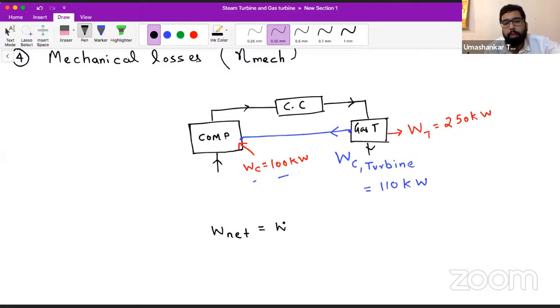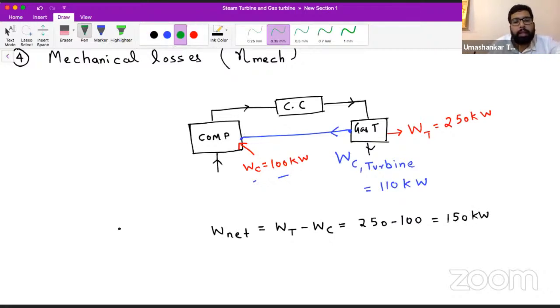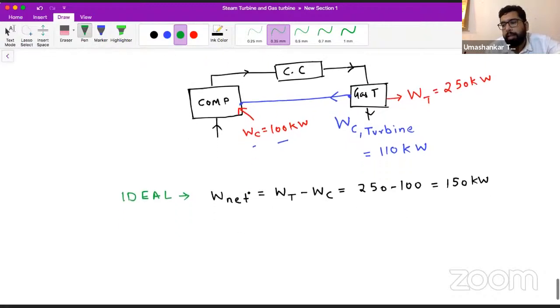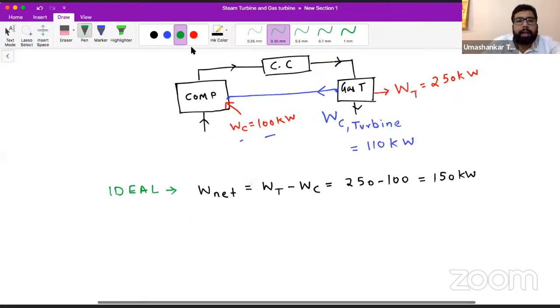So work net, what we see till now, is WT minus WC. In the ideal cycle, if this is 250 and this is 100, we will say it is 150 kilowatt. We use this in the ideal condition, where no mechanical losses are being considered. So this is our work net in the ideal situation.